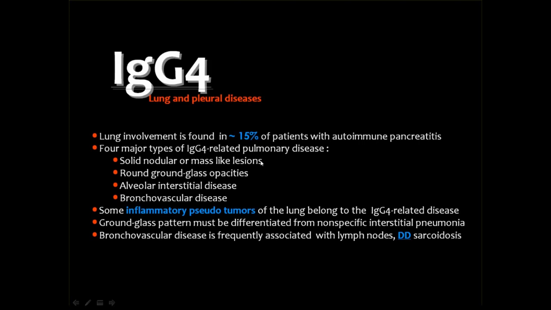And the appearance of the lung involvement may be in the form of a solid nodular or mass-like lesion, which may simulate bronchogenic carcinoma, round ground glass opacity, alveolar interstitial disease, or bronchovascular disease. Then inflammatory pseudotumors in the lung, we have mentioned before in the lecture of soft tissue tumors, and they may belong to the IgG4 related disease. And bronchovascular disease is associated with lymph node enlargement, and the differential diagnosis from sarcoid is well known.